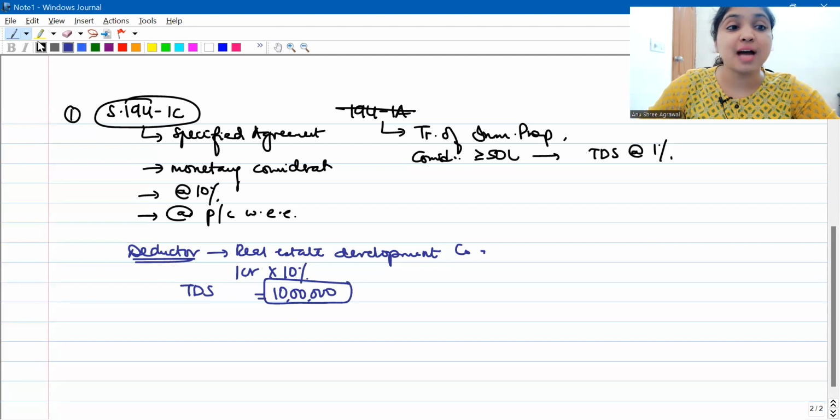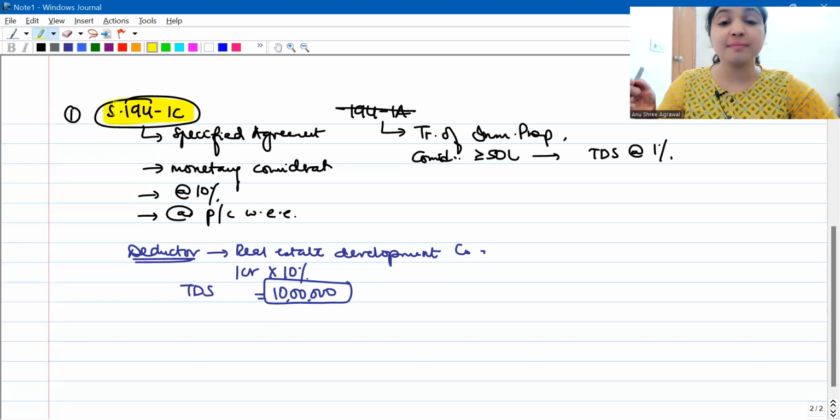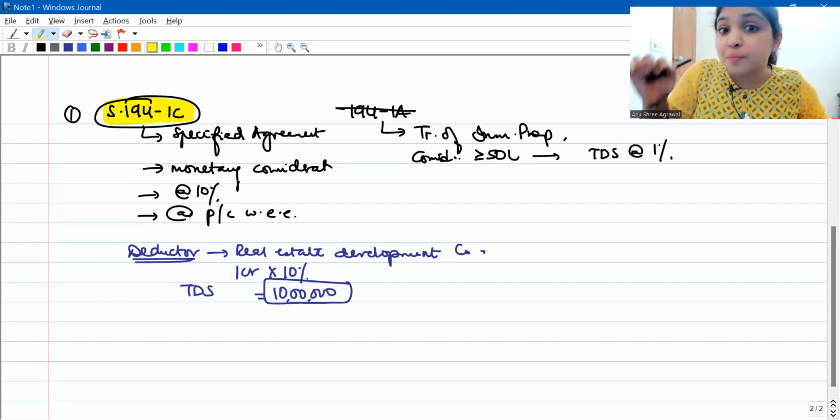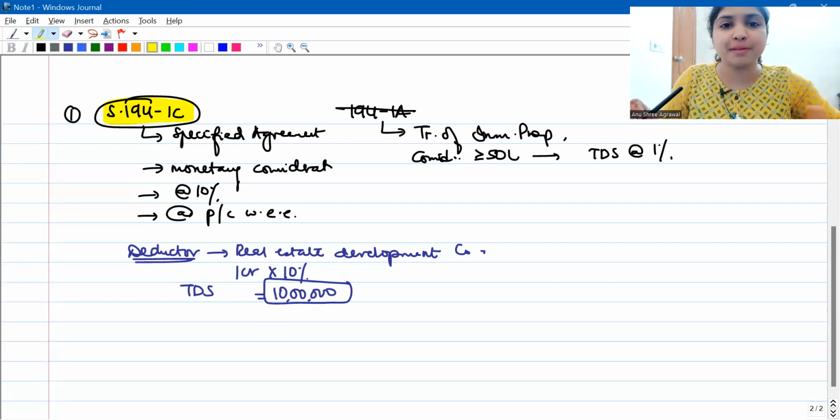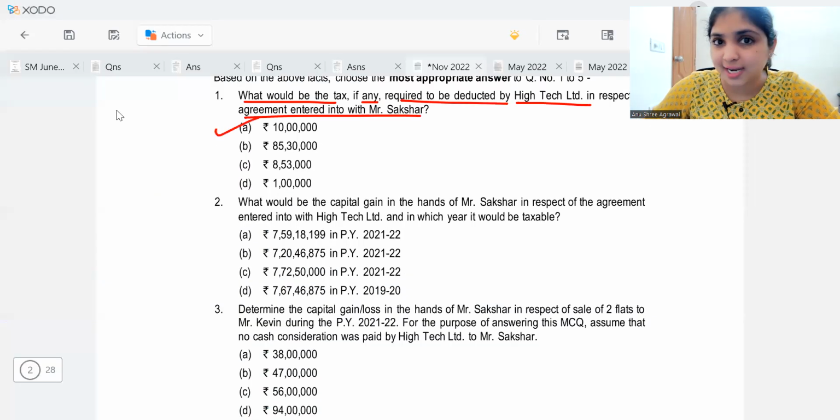Yes, so this was our learning on Section 194IC. Specified agreement cases, joint development agreement cases. The deductor will be the real estate development company. On the monetary consideration part alone, 10% will be deducted at source. Okay, this is it about our very first question. So the answer would be 10 lakhs.